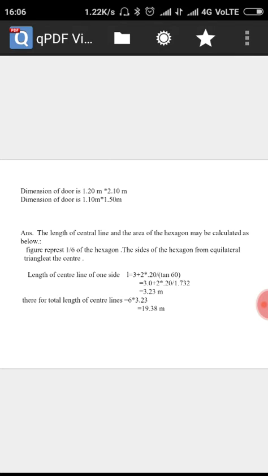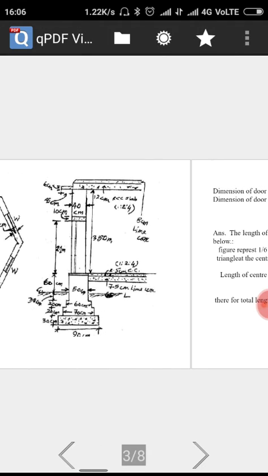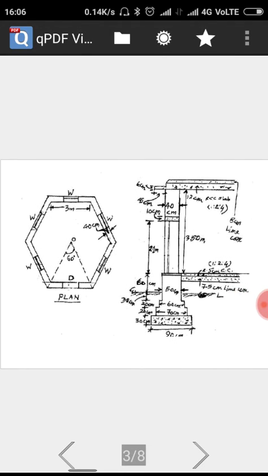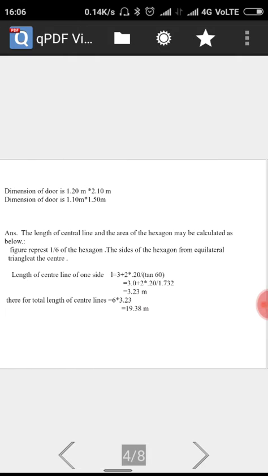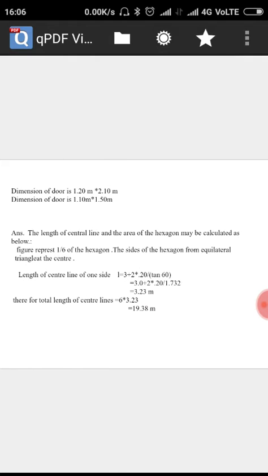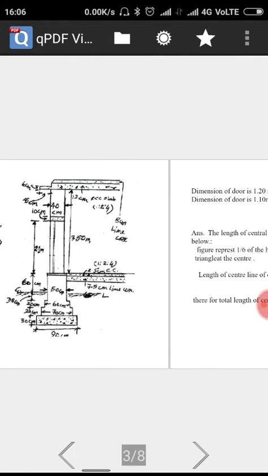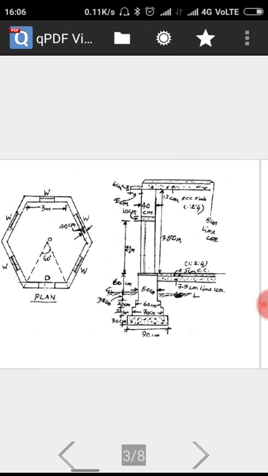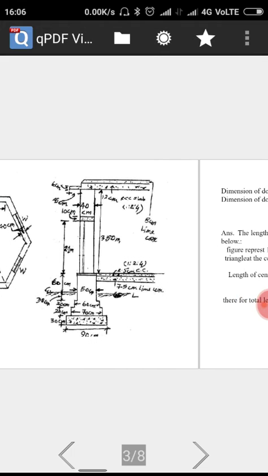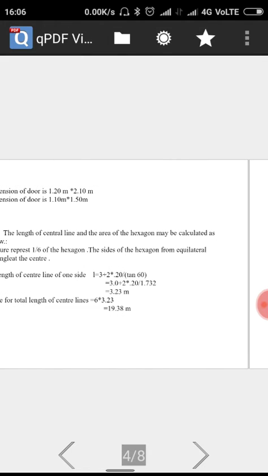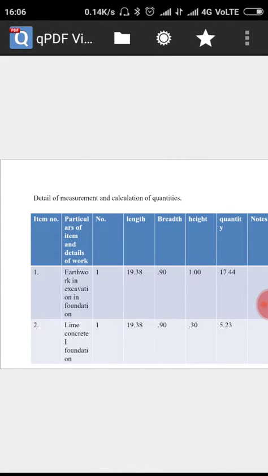So the total length of center line is calculated from the diagram, and this cross section is used to solve the problems. Next, the detail of measurement and calculation of quantities, item by item.